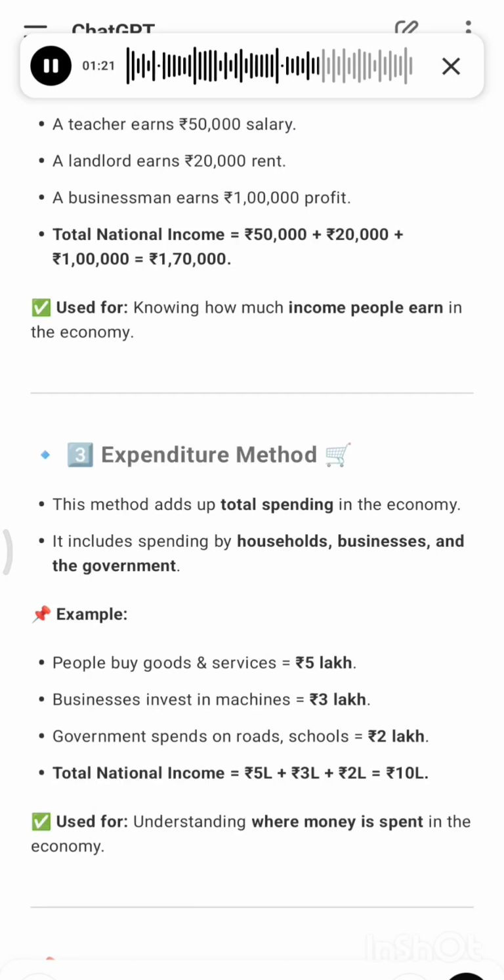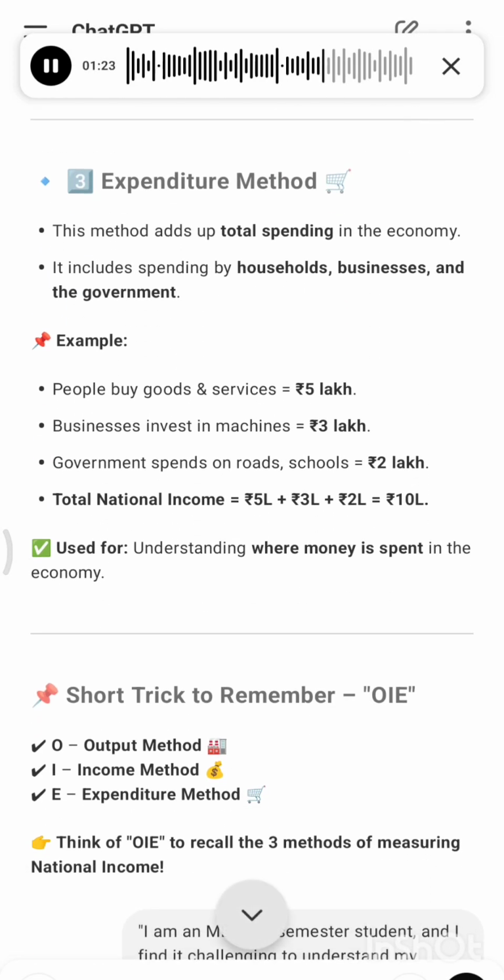3. Expenditure method. This method adds up total spending in the economy. It includes spending by households, businesses, and the government. Example, people buy goods and services equals 5 lakh. Businesses invest in machines, 3 lakh. Government spends on roads, schools, 2 lakh. Total national income of 5 lakh plus 3 lakh plus 2 lakh equals 10 lakh. Used for understanding where money is spent in the economy.